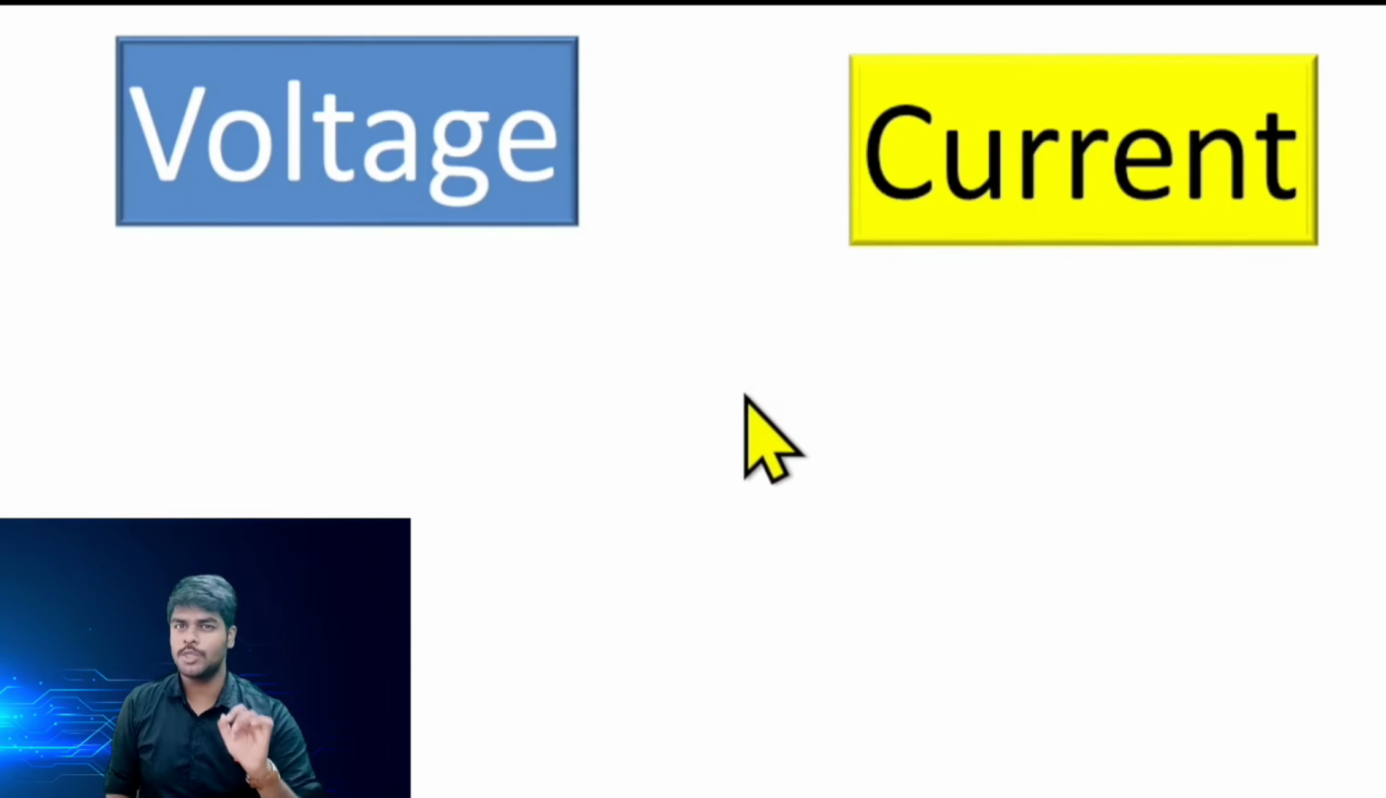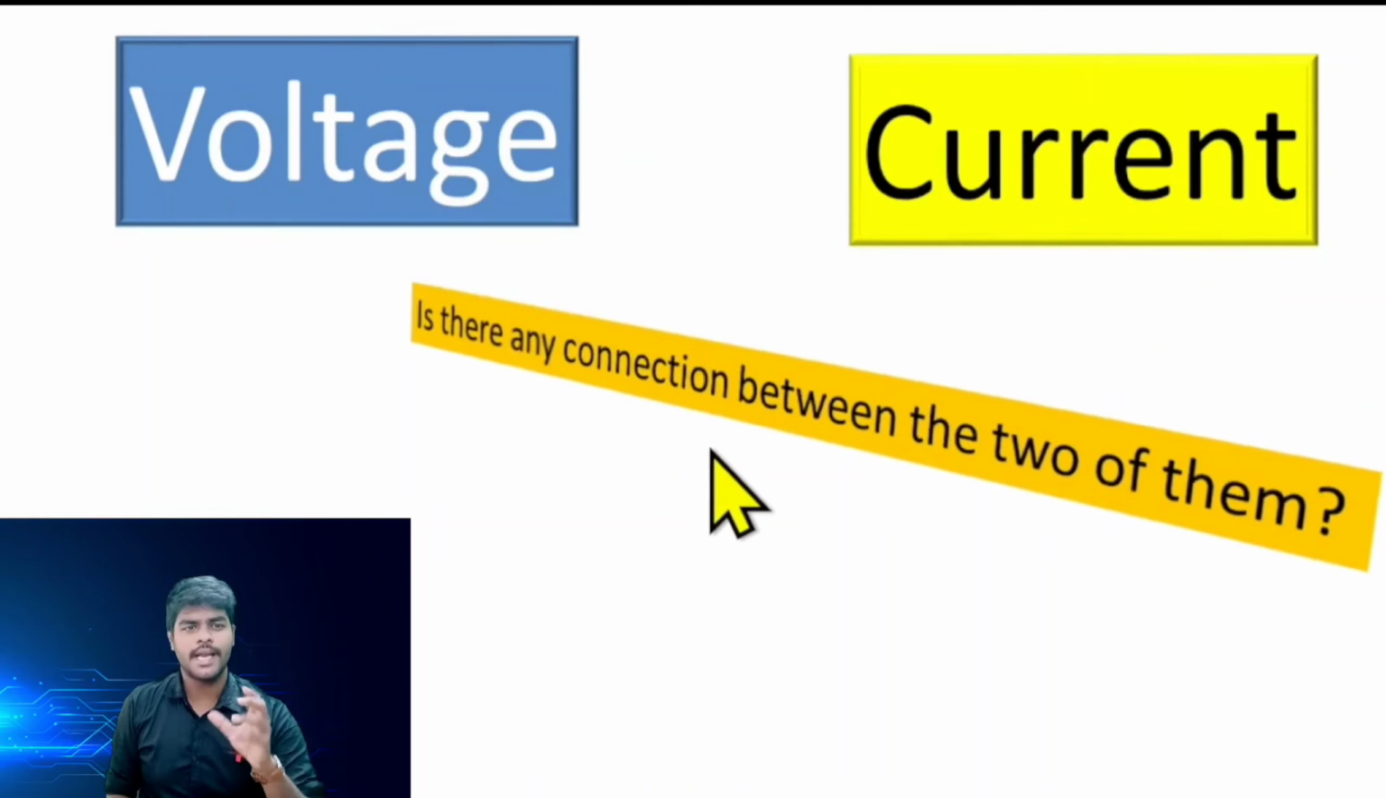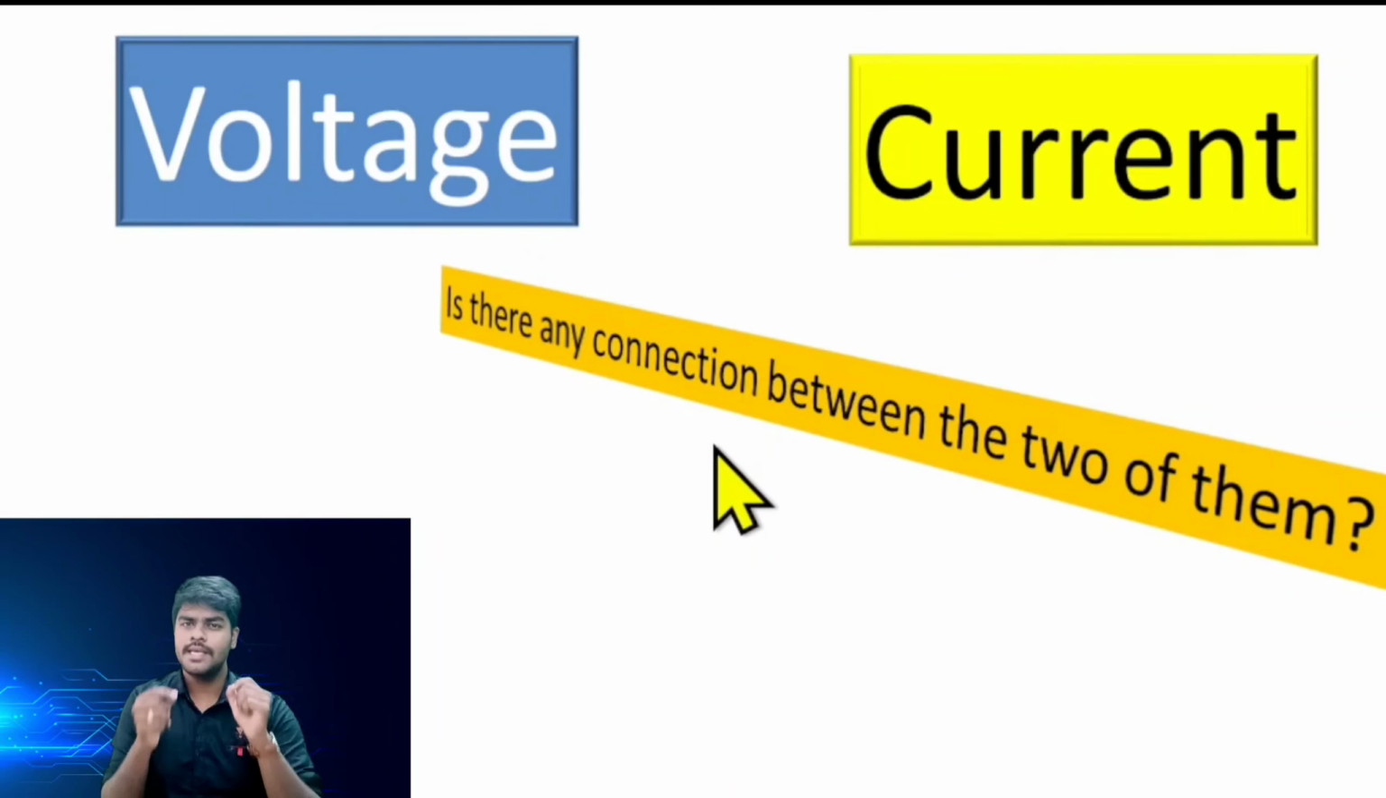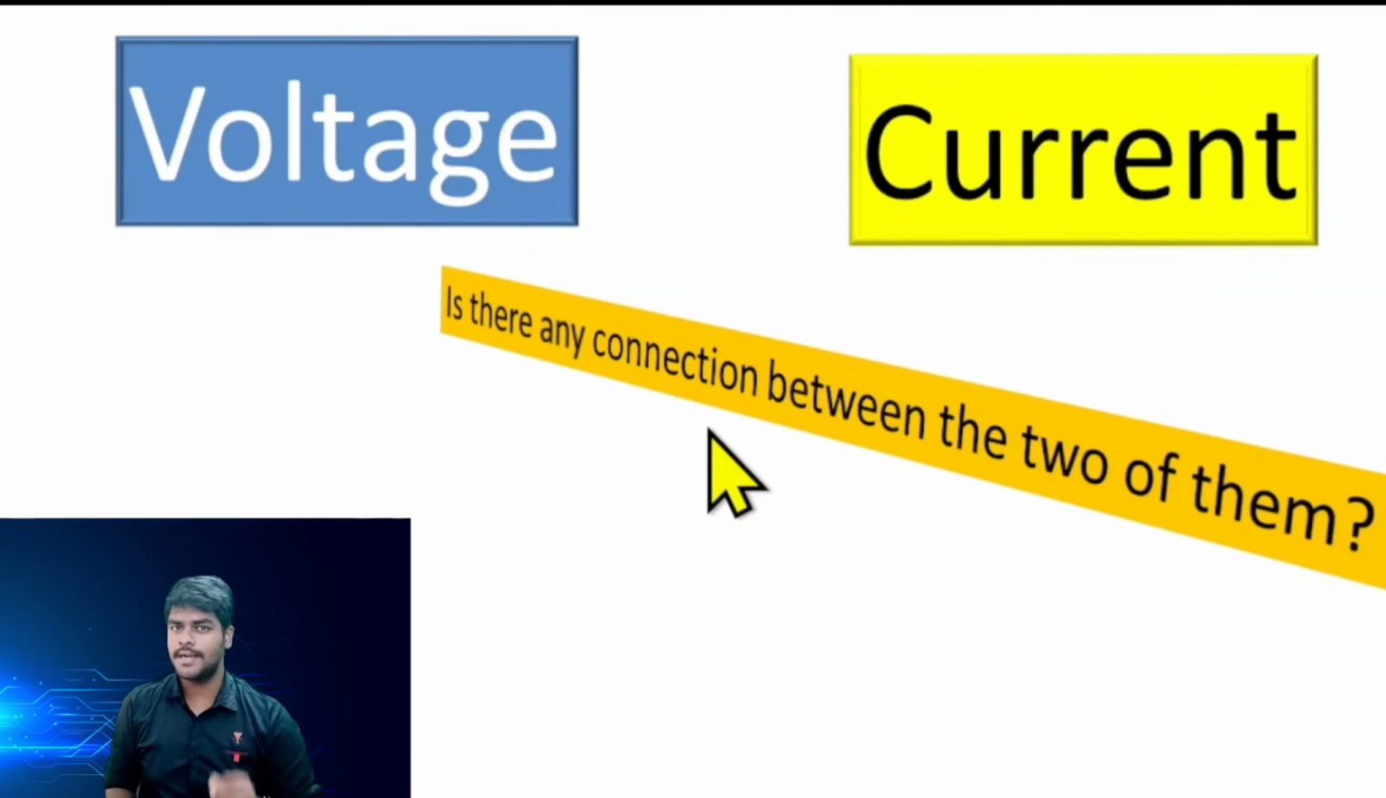I have a question for you. Is there any connection between the two of them? Is there any connection between voltage and current? Of course, there is a relationship between the voltage across a conductor and the current passing through it. In this video, we are going to discuss the fantastic relationship between voltage and current.